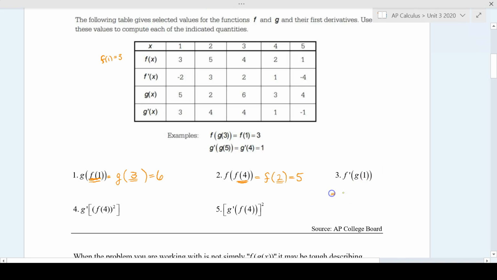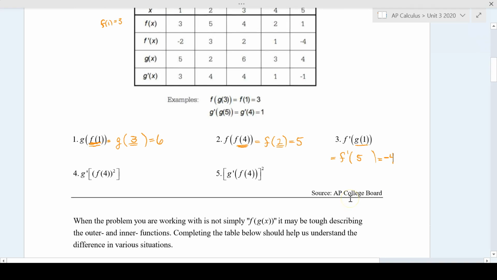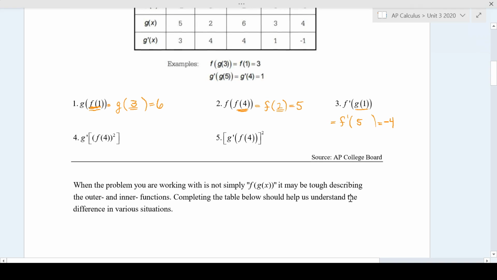The next problem says f prime of g of 1. G of 1 is 5, so basically I just need to find f prime at 5. F prime at 5 is -4. I'm hoping that is enough examples for you to pause the video and try these next 2.